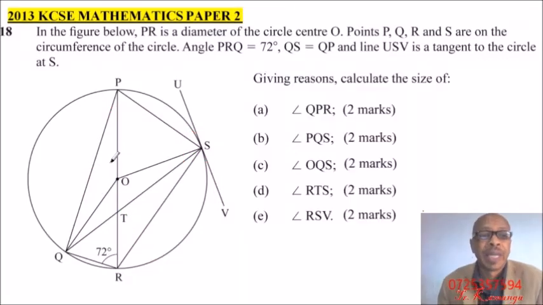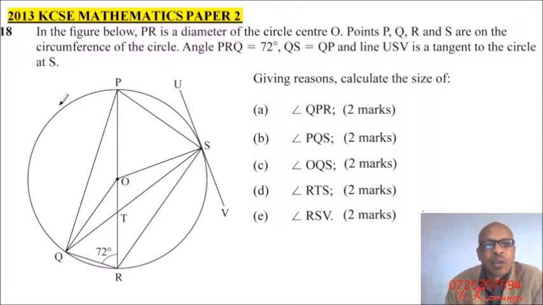This is question number 18, 2013 KCSE Mathematics Paper 2. It is from the Form 3 topics, chords and tangents. The question says, in the figure below, PR is the diameter of the circle centre O. So we have our PR here. P, Q, R and S are on the circumference of the circle.